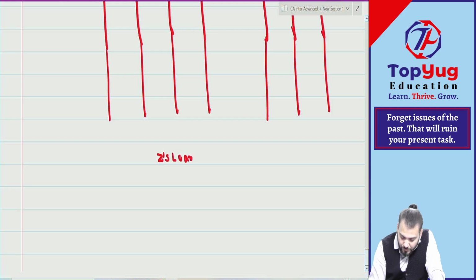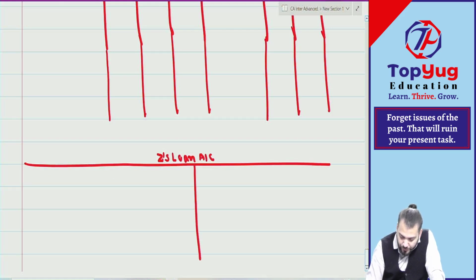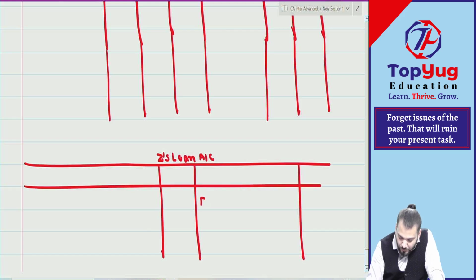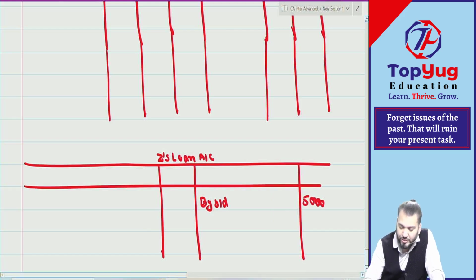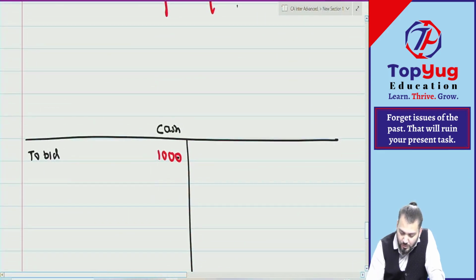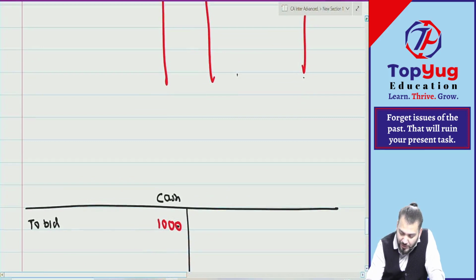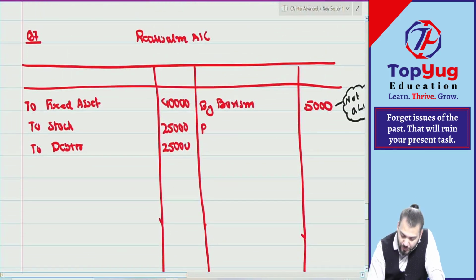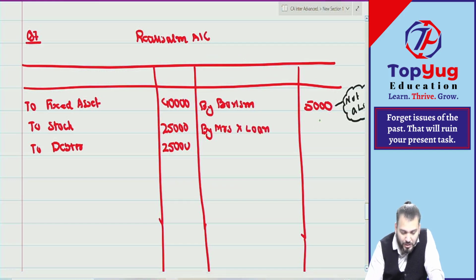Open the loans account. By balance brought down, how much? The loan from Mrs. X will be transferred to the realization account. By Mrs. X's loan, it is 10,000.